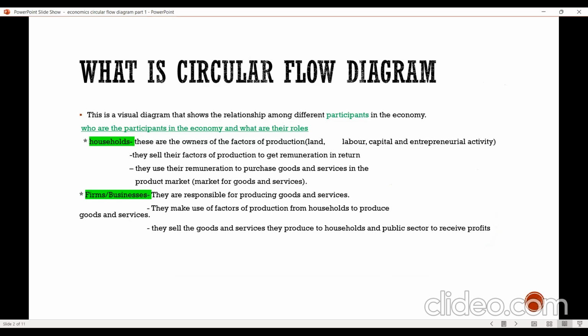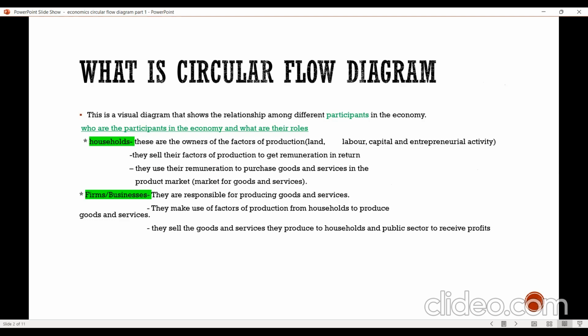The different agents. Firstly, we have what we call households. A household, this is you. How is this you? Because you are the one who goes to businesses to provide labor. You are the one who gives the businesses land. You are the one who gives out your own capital. You are the entrepreneur. Who are the households? These are the owners of factors of production. Households are the owners of factors of production.